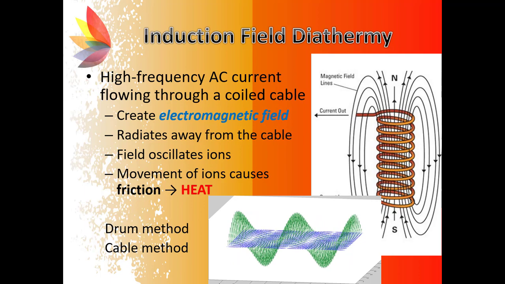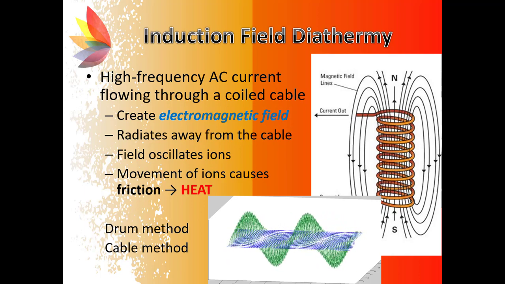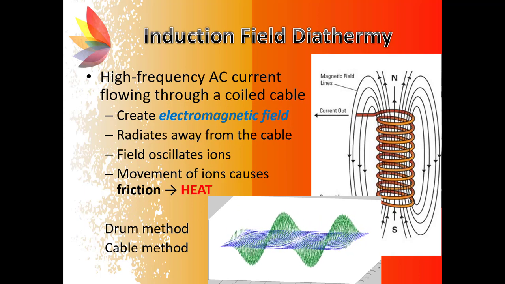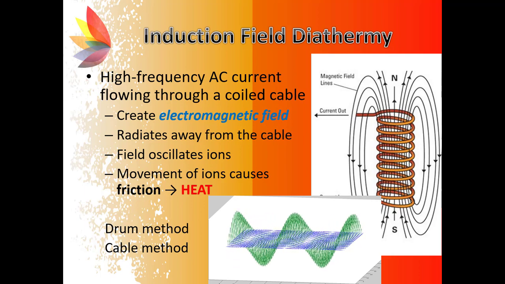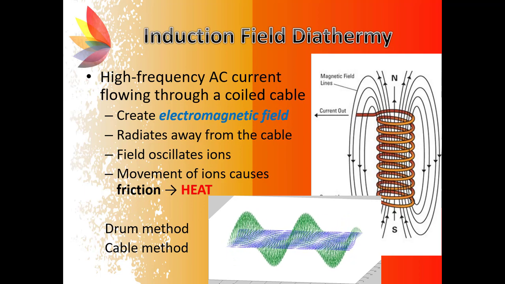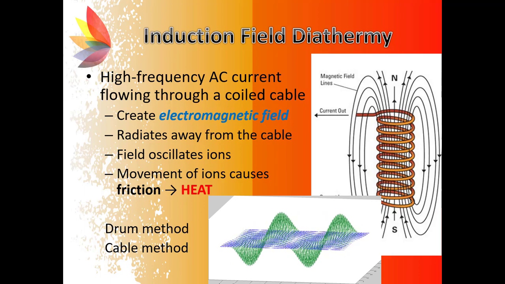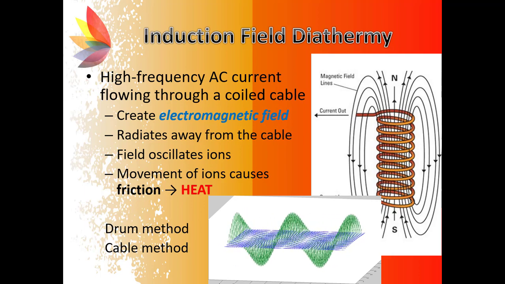The amount of heat produced depends upon the strength of the electromagnetic field and the distance between the tissues and the source. As the distance between the tissues and the electromagnetic field increases, the strength of the field decreases by the square of the distance via the inverse square law.